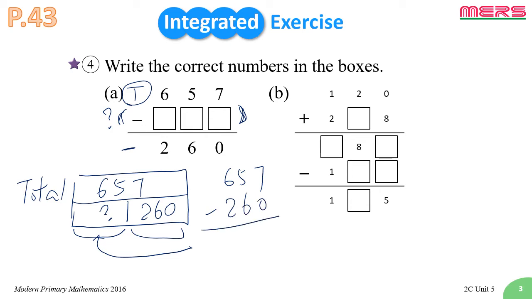7 minus 0 becomes 7, 5 minus 6, 5 is smaller than 6, so you have to borrow 1 from 6 in the 100 place to become 15 here. So the answer will come from 9 and 3. So after you do the calculation and you write it back, the answer will become 397.